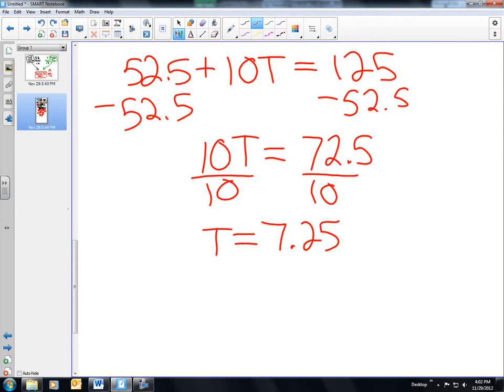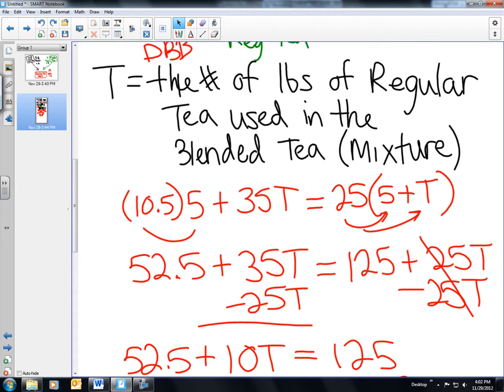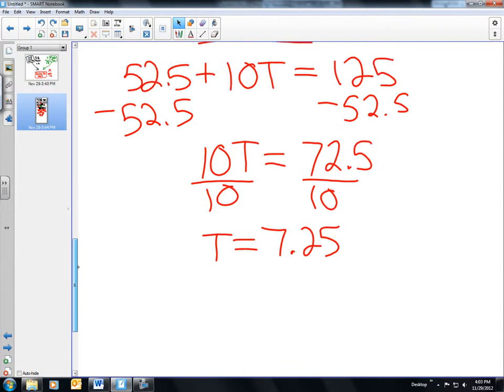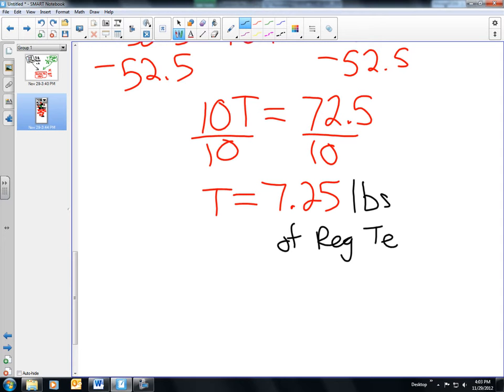Now, just finding the answer is not enough here. You need to be able to explain what that value means. So let's go back to what we defined T to be. We said that T represents the number of pounds of regular tea used in the blended tea mixture. So what we can say then is T equals 7.25 means there are 7.25 pounds of regular tea in the mixture. And that would be your final answer here.